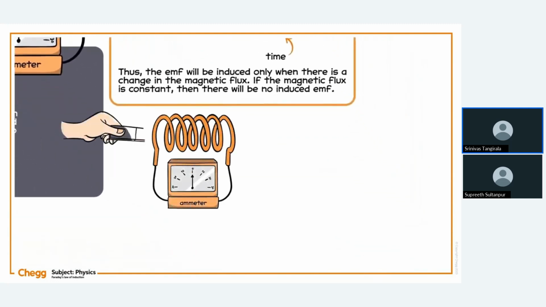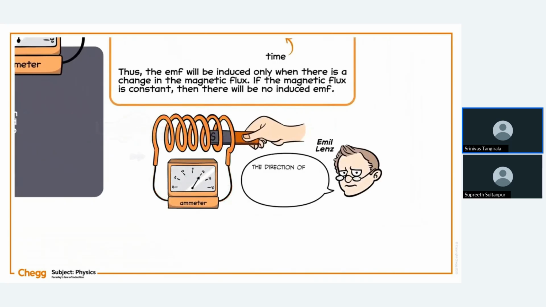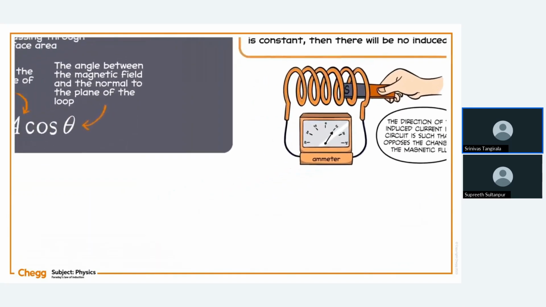Due to this induced EMF, a current will be induced in the coil of the wire. The direction of the induced current is determined by Lenz's law. According to Lenz's law, the direction of the induced current in a circuit is such that it opposes the change in the magnetic flux.